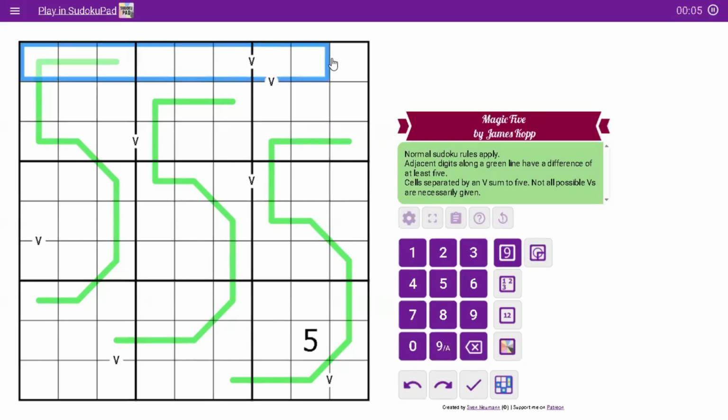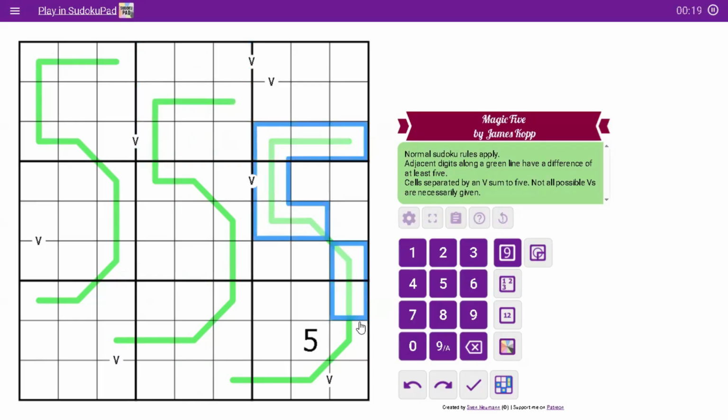Normal Sudoku rules obviously place the digits 1 to 9 once each in every row, every column, and every 3 by 3 box. Adjacent digits along a green line have a difference of at least 5. So this is one green line, and adjacent or neighboring digits must have a difference of at least 5. So basically, if we put a 2 here, this cell has to be 7, 8, or 9 because it has to be at least 5 different from 2.